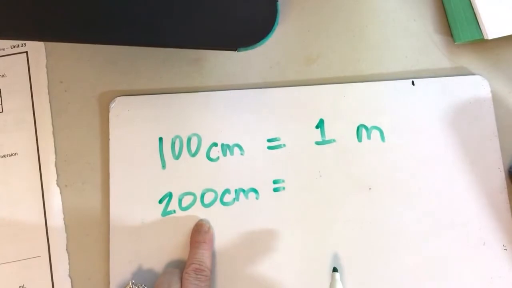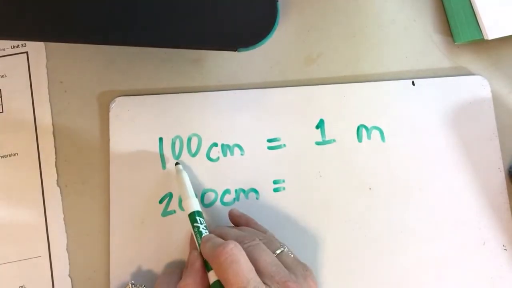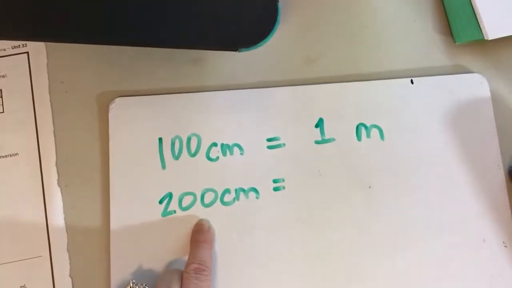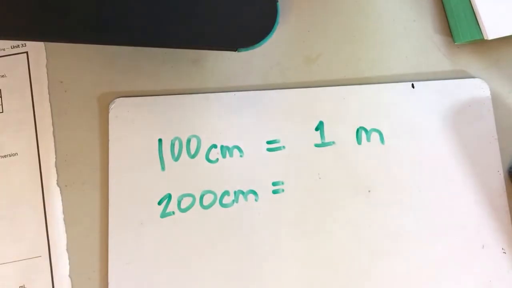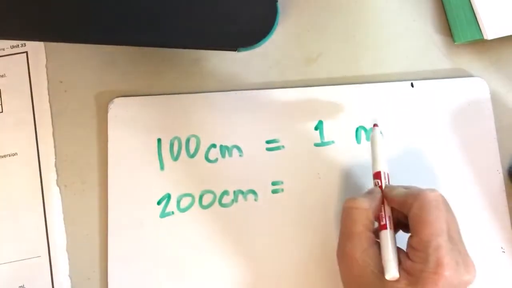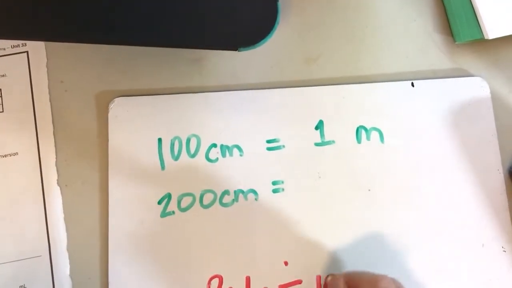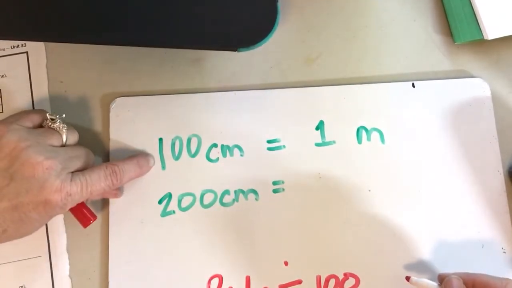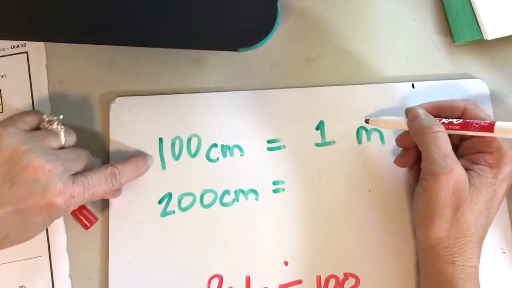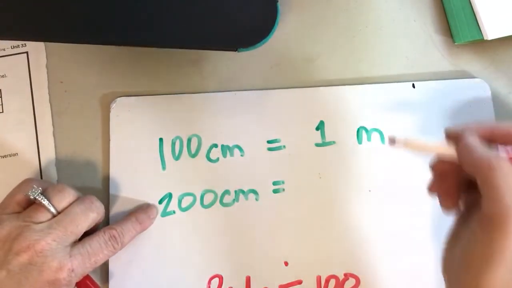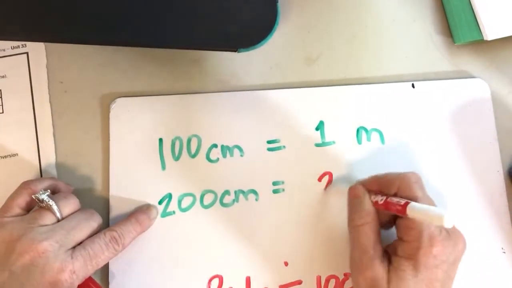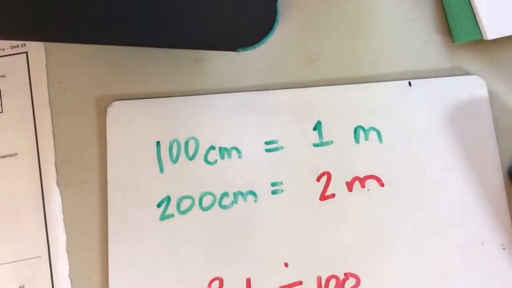Okay, how did I get from 100 down to 1? What was my rule? Okay, if I'm at 100 and I go down to 1, the rule there is that I divided by 100, because 100 divided by 100 is 1. So what is 200 divided by 100? Answer is 2 meters.